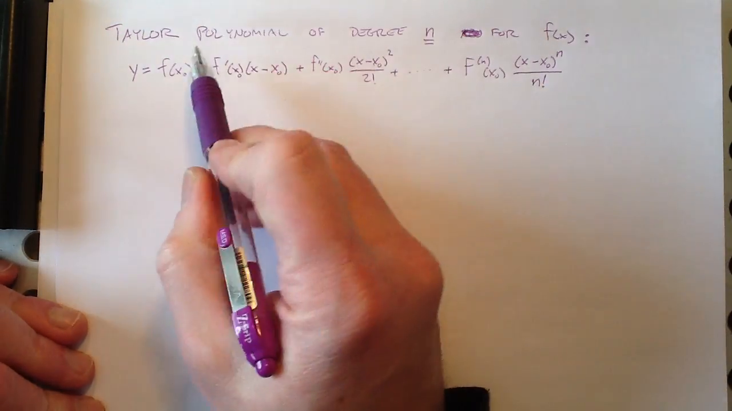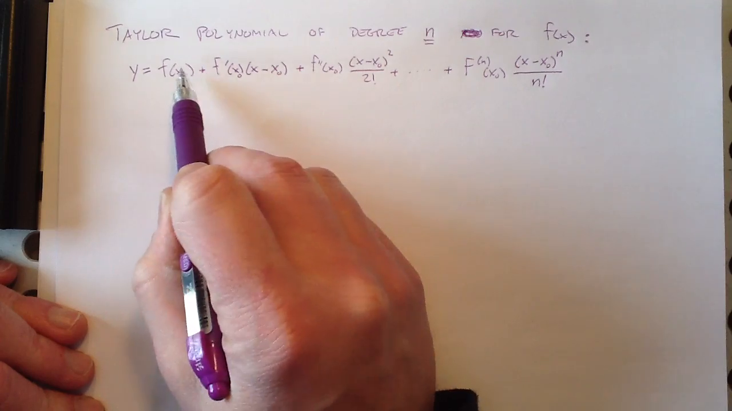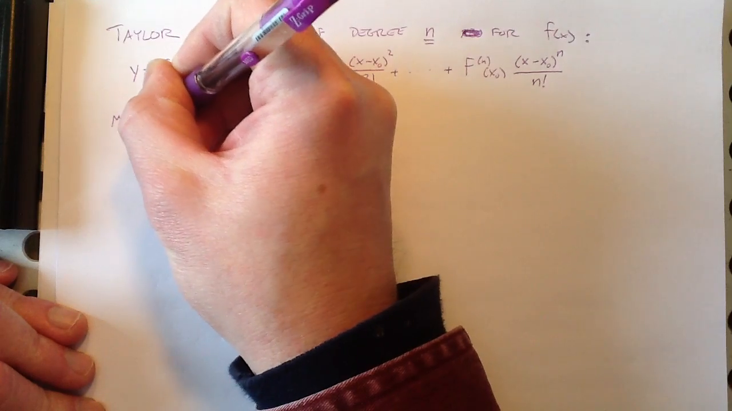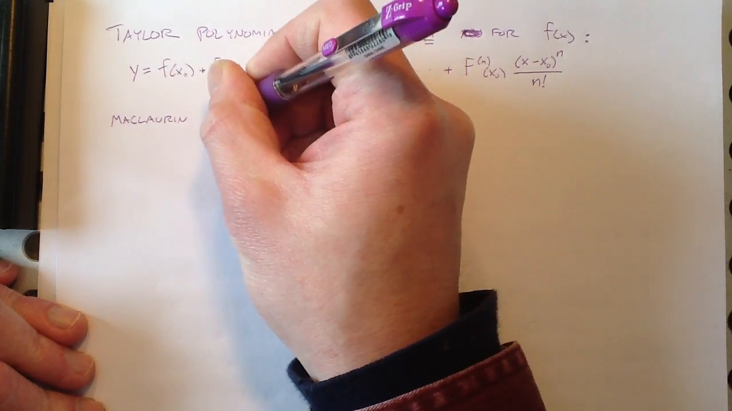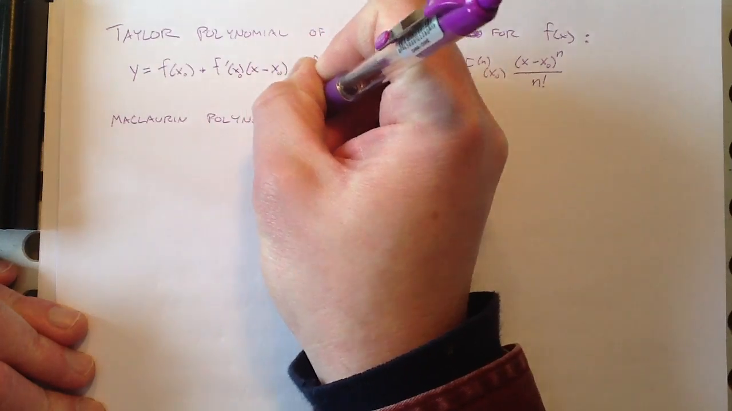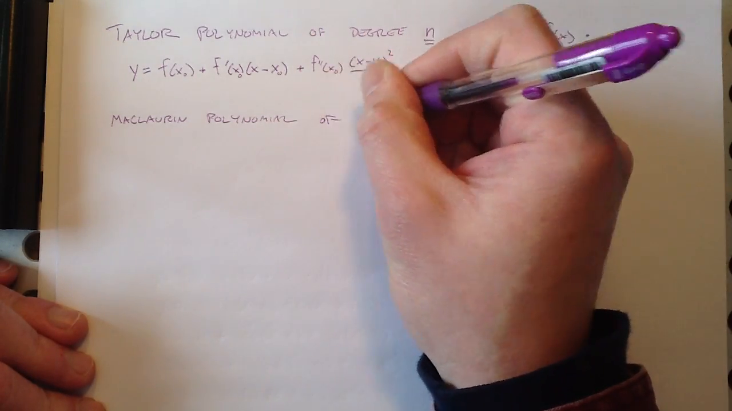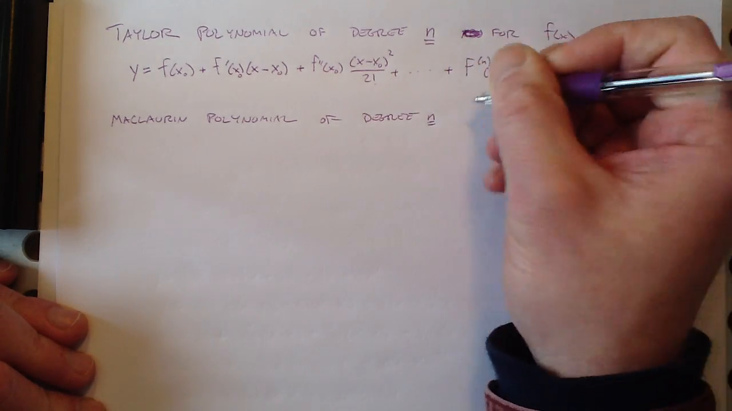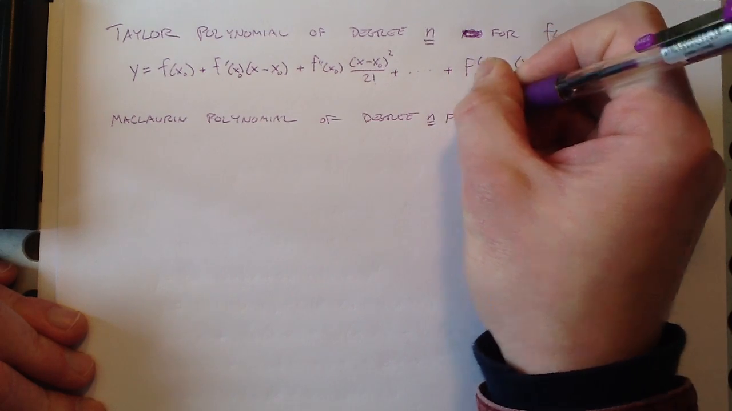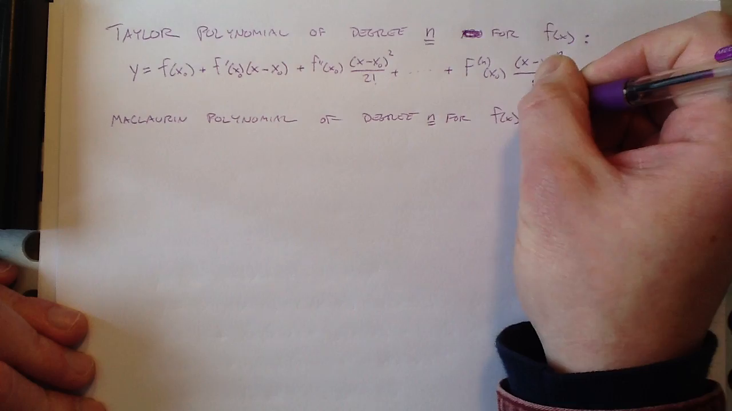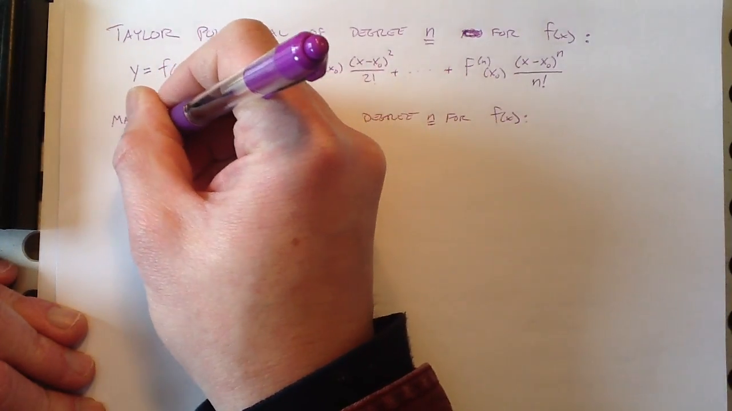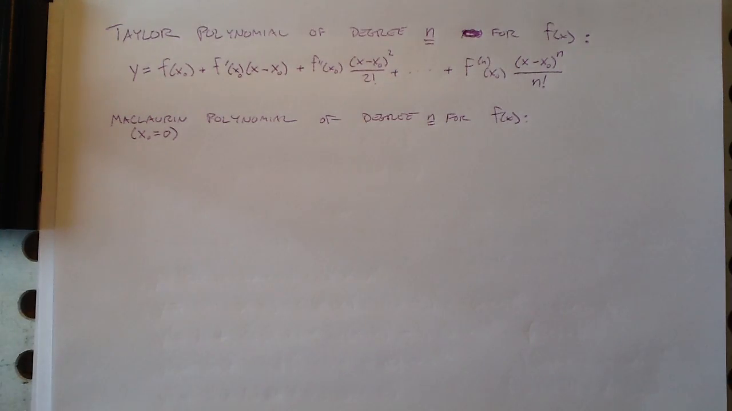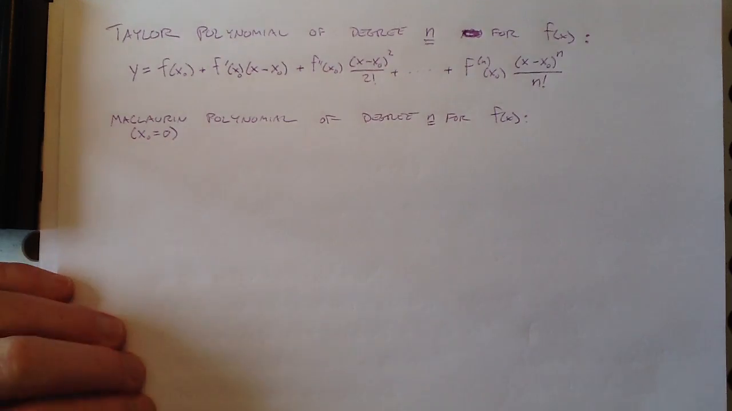In the special case, if this point is 0, then this looks a little bit simpler, and actually we'll end up doing more of these. Maclaurin polynomial of degree n for f of x. The Maclaurin just means that the x sub 0, we're doing it at 0. Wouldn't want to say at the origin because we don't know that it goes through the origin. We're doing it like at the y-intercept of the function.